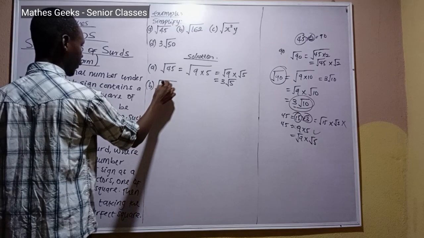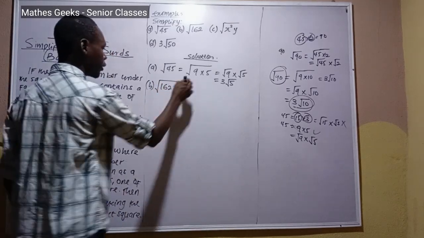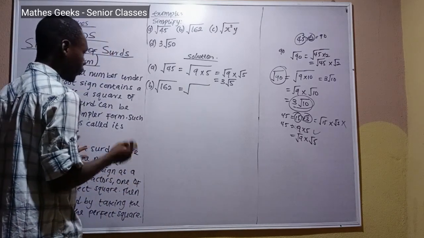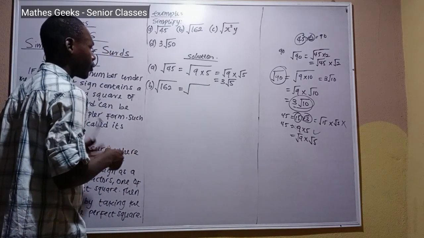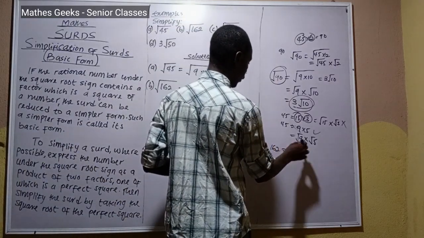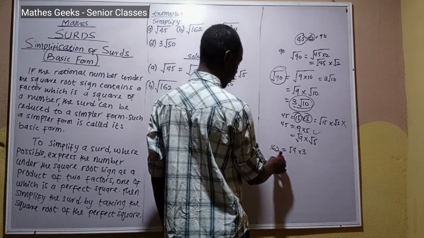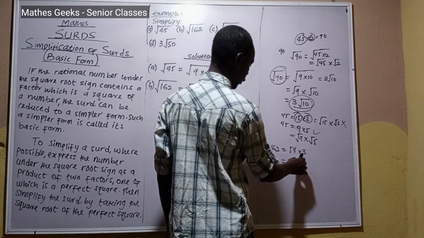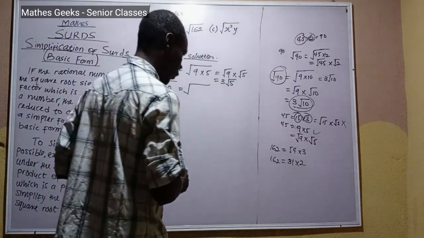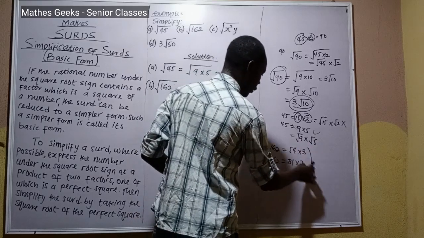So these are the basic forms of this surd. Next, the square root of 162. So for 162, products of 162, I'm going to look for two factors of 162 and multiply them together. So let's see, 162 would have 54 times 3, and 162 will have 81 times 2. There are other factors, but I want to limit the factors to just these two.